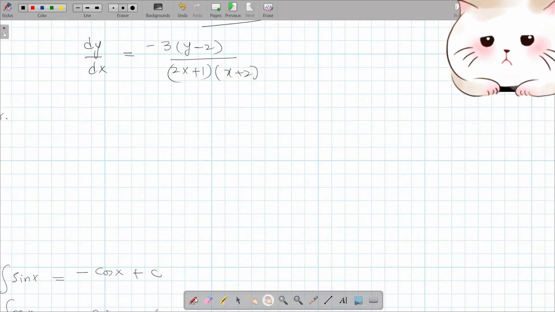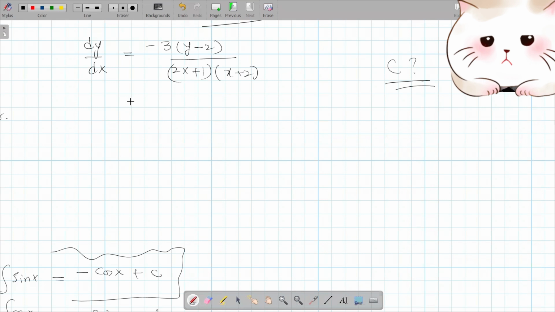So the first step is the same. You have to find the general solution first. Then we will use the initial condition or boundary condition to find the value of the constant and then put it back into the general solution. Then we will get the particular solution.